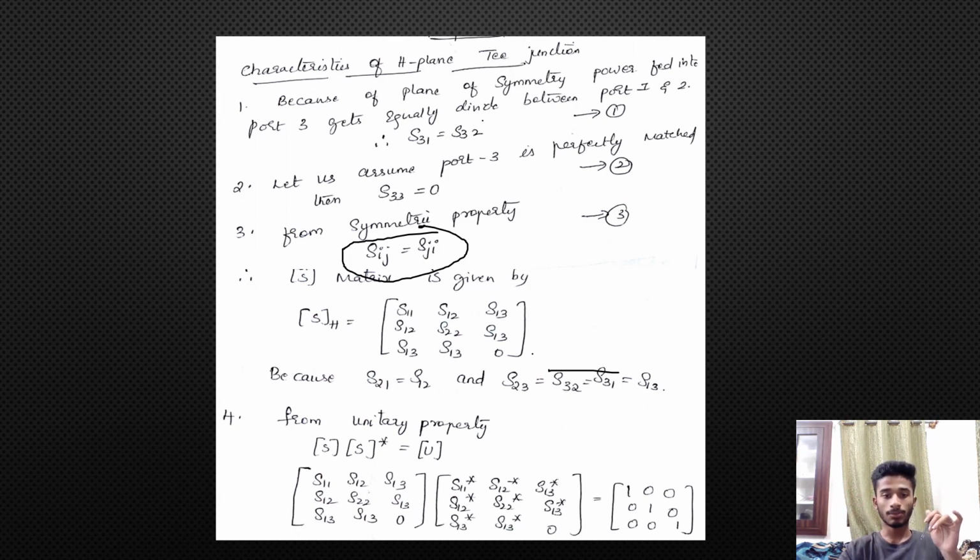From the unitary property, we define that the matrix S into the matrix S conjugate, which is just like a mirror image matrix, okay, S matrix into S conjugate matrix equals U. U is an identity matrix. Okay, let's just consider it as an identity matrix. So moving on to our next slide.